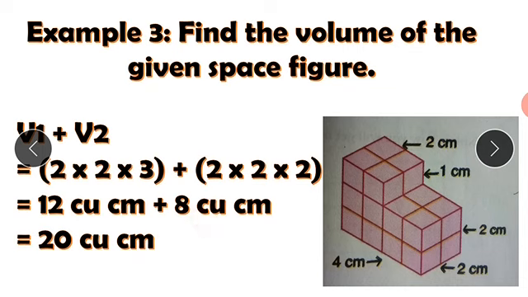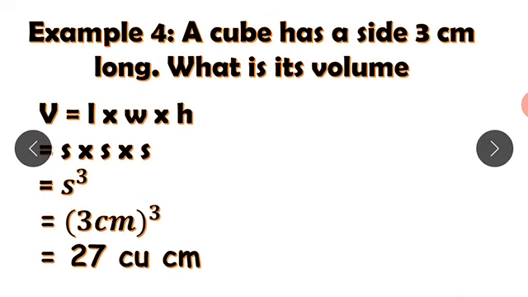To get the entire volume of this space figure, add the volume of the first and the second. So 12 cubic centimeter plus 8 cubic centimeter, that would be 20 cubic centimeter. And that is the volume of the space figure.